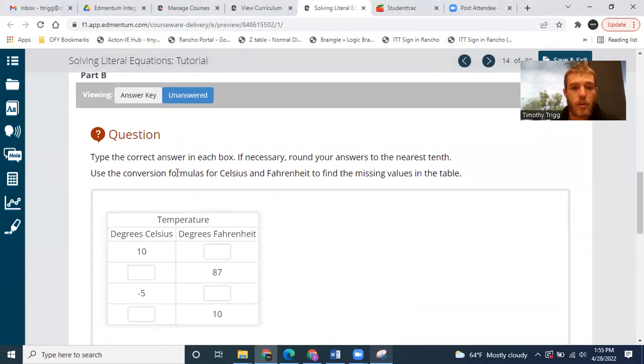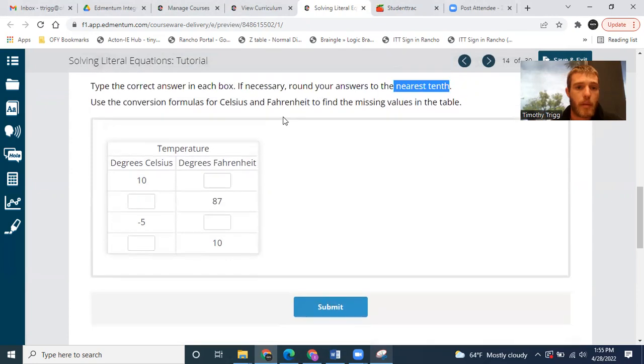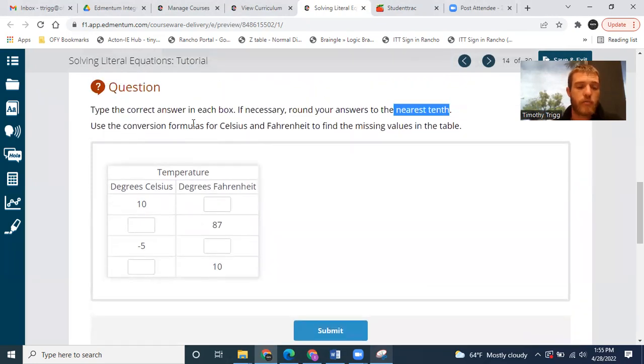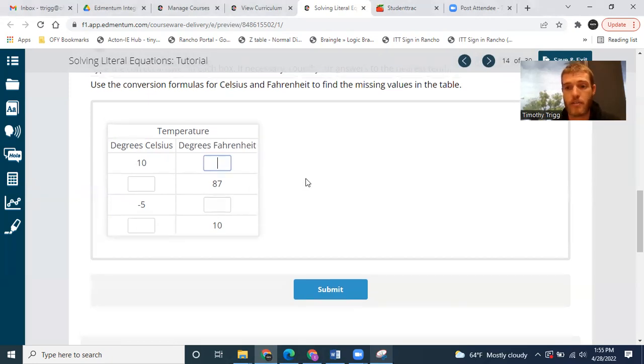Now it says use the correct answer or type the correct answer in each box. Okay. Round to the nearest 10th. That's the first decimal place. Hopefully you have your calculator available. Okay. Now we want to use the conversion formulas for Celsius and Fahrenheit to find the missing values in the table. So you can see here, they give you the degrees Celsius, 10 degrees, and you need to find how many degrees Fahrenheit that is.